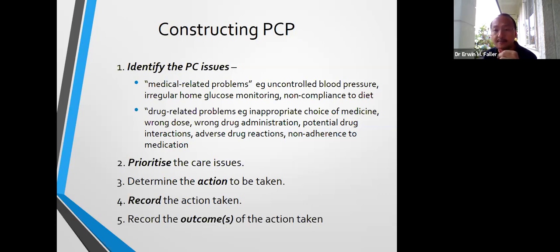Another one would be, after you've already identified the action, to record the action taken. After you have recorded the action taken, you'll be able to identify what would be the outcome of the action taken. So that would be in the construction of your PCP.